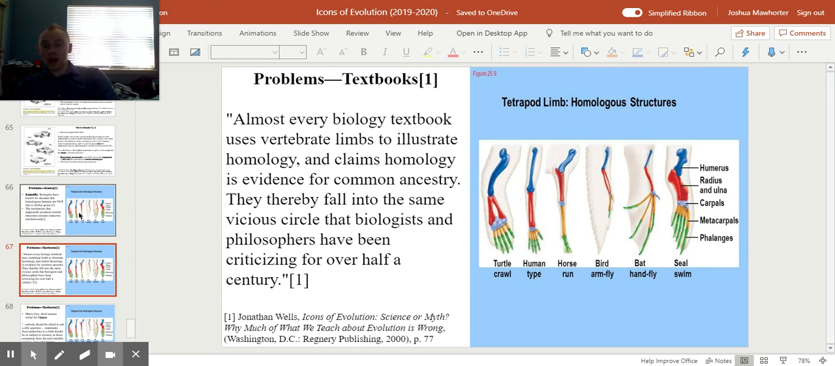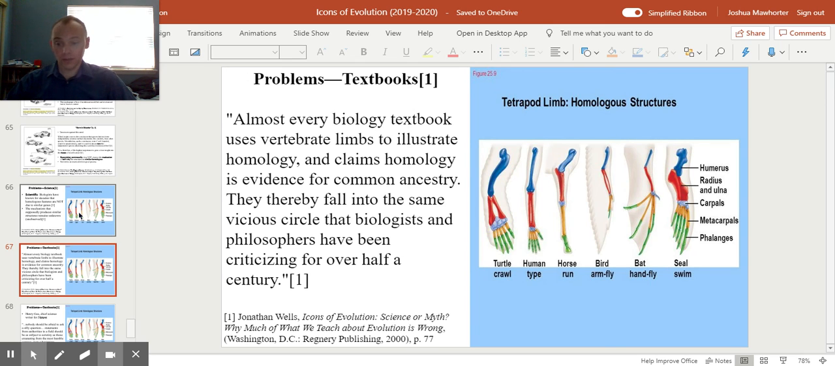Wells writes, "Almost every biology textbook uses vertebrate limbs to illustrate homology and claims homology is evidence for common ancestry. They therefore fall into the same vicious circle that biologists and philosophers have been criticizing for over half a century." So not some conspiracy in my mind. I think it's just, number one, old textbooks, number two, the logical mistakes that people aren't aware of and aren't thinking critically, and also some unwillingness to abandon these things as evidence of a theory that is cherished.